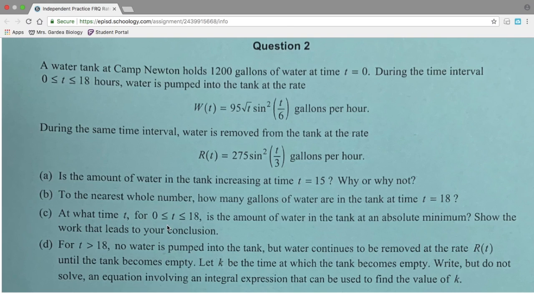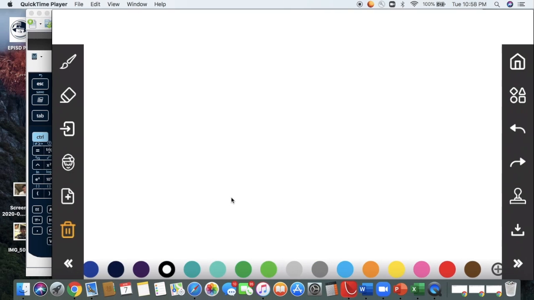So part C. At what time t for 0 is less than or equal to t is less than or equal to 18 is the amount of water in the tank at an absolute minimum? Show the work that leads to your conclusion.